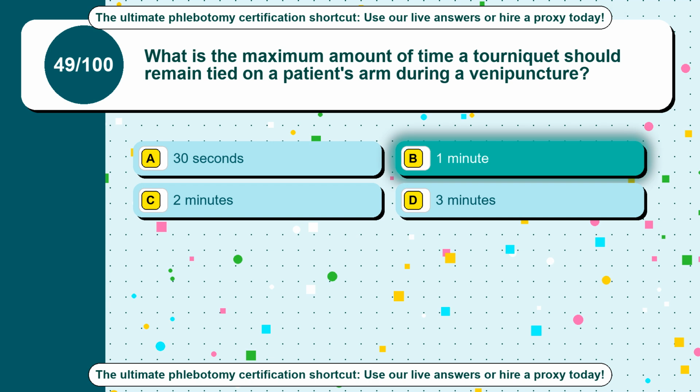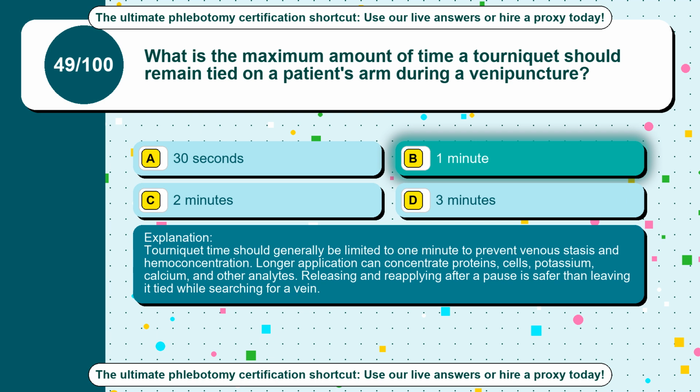The correct answer is option B. 1 minute. Tourniquet time should generally be limited to 1 minute to prevent venous stasis and hemoconcentration. Longer application can concentrate proteins, cells, potassium, calcium, and other analytes. Releasing and reapplying after a pause is safer than leaving it tied while searching for a vein.